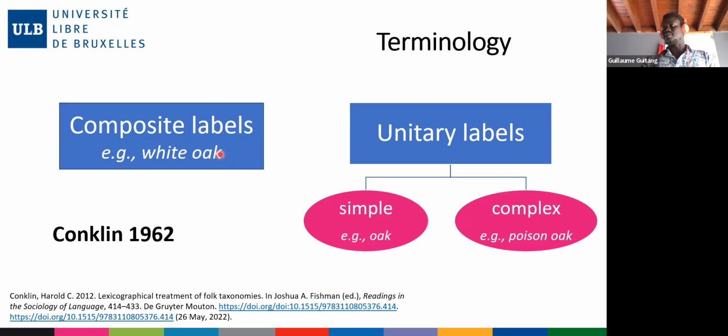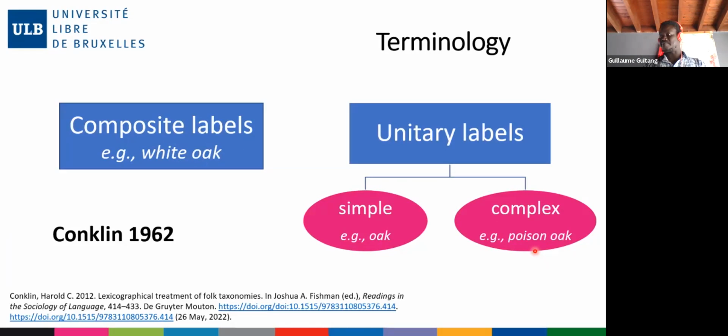And then you have unitary labels. Unitary labels are those labels that do not show the kind of endocentricity that you find with composite labels. With unitary labels, you have two subtypes. You have simple ones, those that are not segmentable, like oak. It is not segmentable further. And then you have the complex ones, like poison oak. These are exocentric compounds, in the sense that they do not show the endocentricity which you find with composite labels. Clearly, a poison oak is not a kind of oak. So basically, that is the idea.